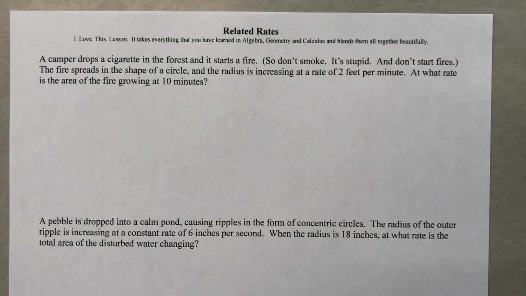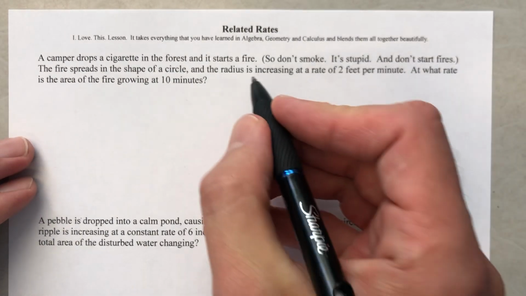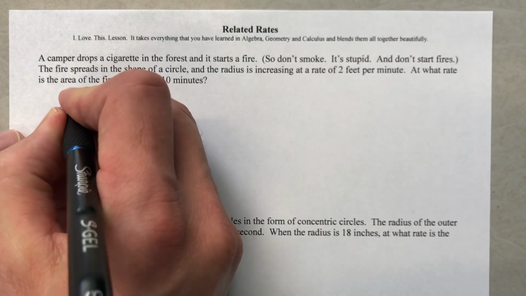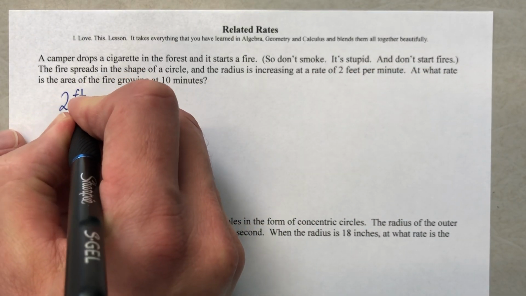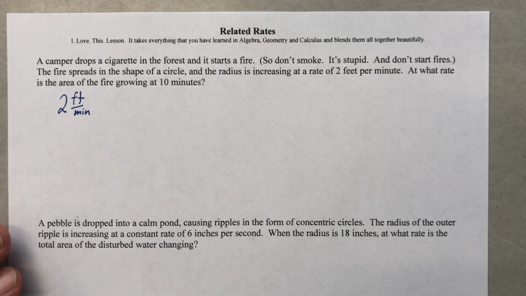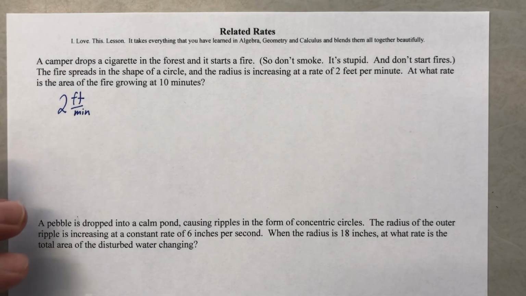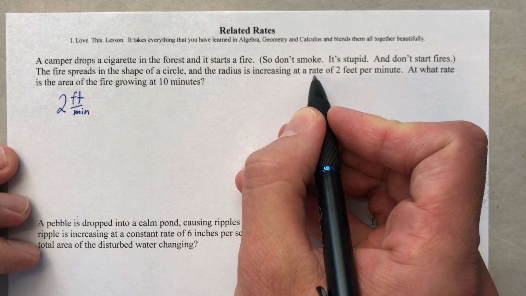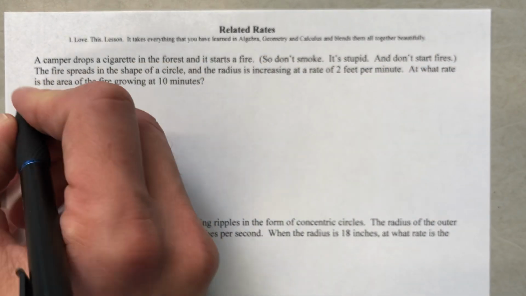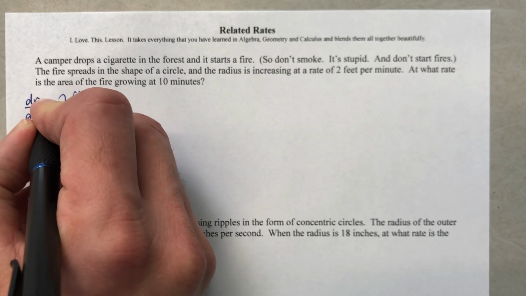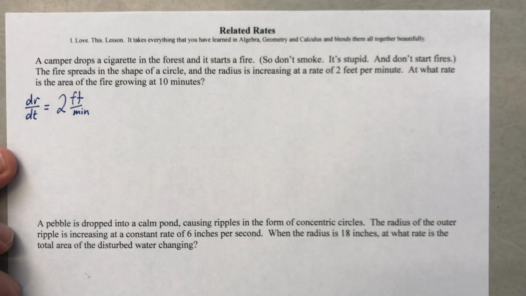Let's just stop right there and start writing down what I know. We know a number, and it is 2, and it is 2 feet per minute. Now, on a related rates problem, I generally like to list everything I know over on the side and then just start working things out over here. That's just my strategy. You do yours. This represents the rate of change of the radius, and it is feet per minute. So it is the rate of the radius with respect to time. We call that dr dt.